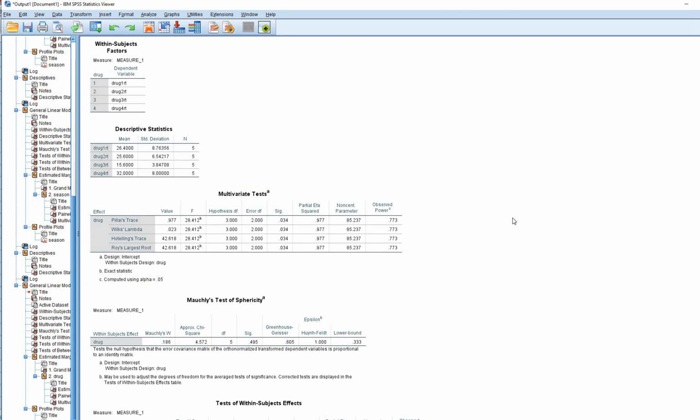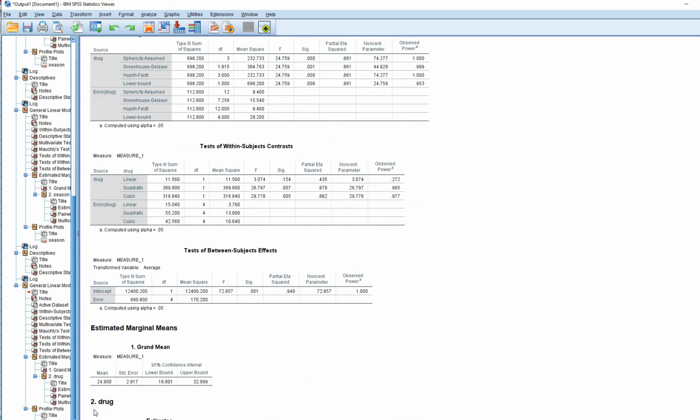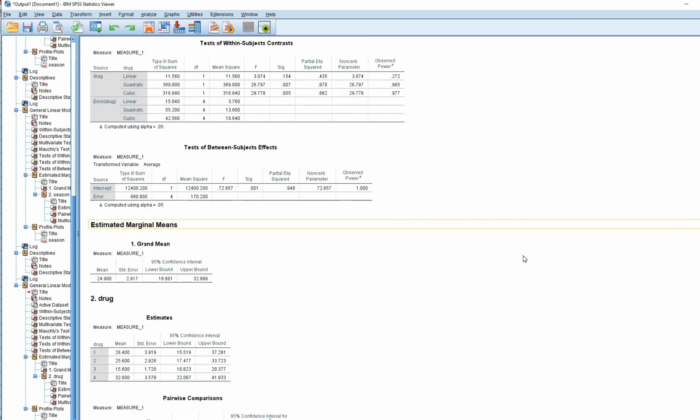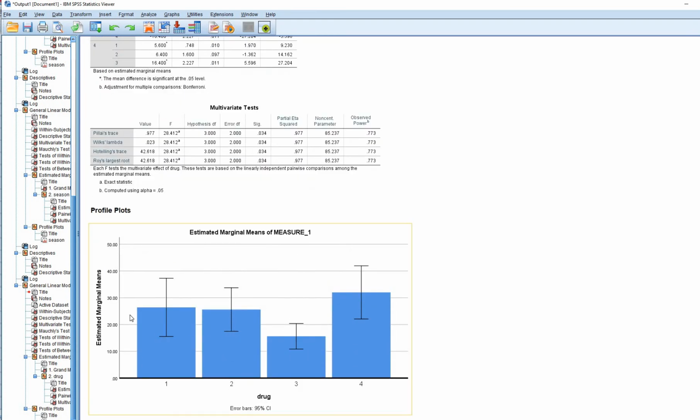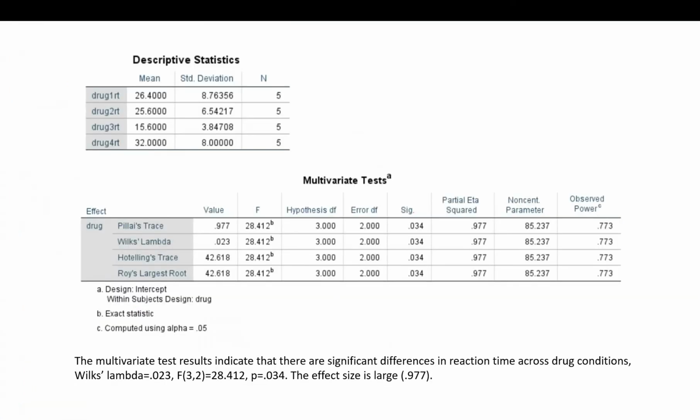So there's our multivariate test again, our univariate test results. The test of within subjects contrast is pretty much irrelevant in this context because the levels of the repeated factor are not ordered, so we can't really look at any kind of trending on that. As we scroll down, you can see we have our pairwise comparisons, and then we have our profile plot. Looking at our output, you can see that the drug producing the highest reaction time is drug 4 right here, followed by drug 1, then drug 2, and then drug 3 right there.